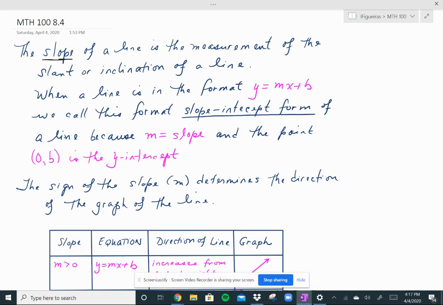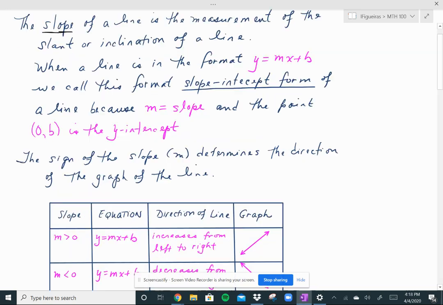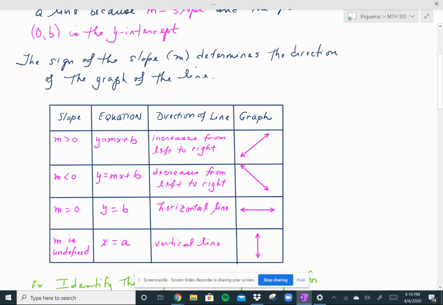So when a line is in the format of y equals mx plus b, we call this format the slope-intercept form of the line because the m, the number in front of the x, is called the slope, and the point (0, b), which comes from this value right here, there's the b, is considered to be the y-intercept. The sign of the slope, meaning whether it's positive or negative, zero or undefined, will determine the direction of the graph of the line. So this table here gives us a summary of what to expect.